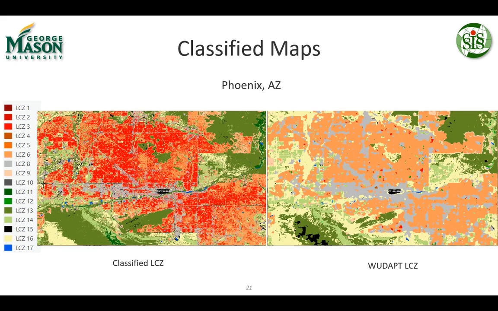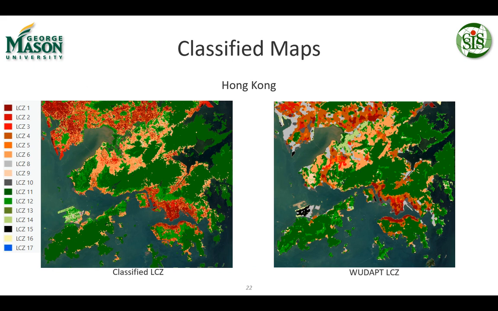And this same rule we apply to Phoenix, and this is our result, and this is the WUDAPT result, and you can see there's significant class difference. And this is the Hong Kong area. We use the same rule, and in our case, we generate this map automatically, and this is WUDAPT. You see ours is more accurate and has more detail. The general pattern is similar, but we have more detail and more accuracy.